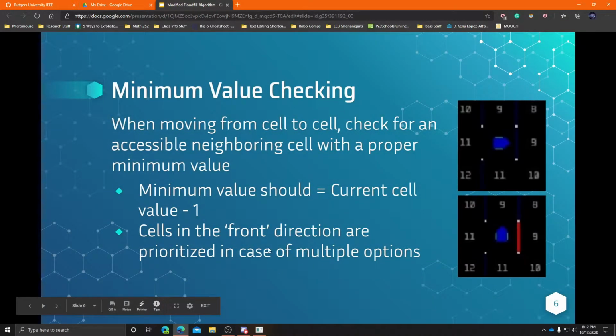By the way, this doesn't necessarily have to be followed. If you want, you can prioritize it in another direction if you really choose to do so, but this is most convenient. And in an actual competition, it's preferred that you prioritize cells that are directly ahead of you so you don't have to turn as much.